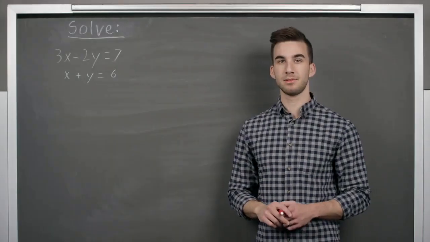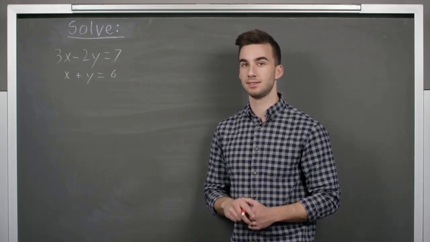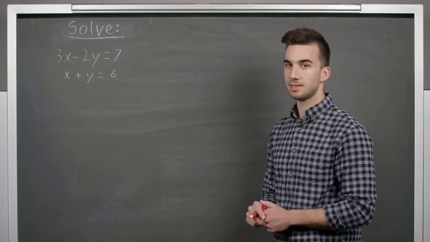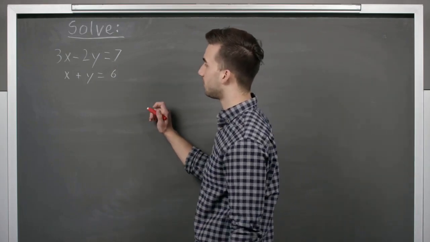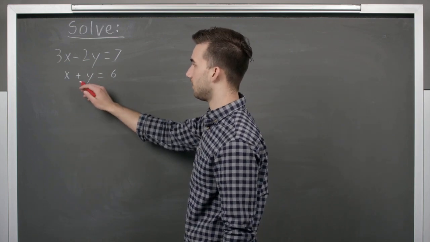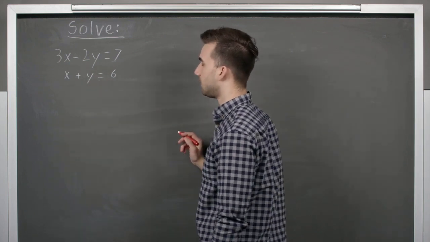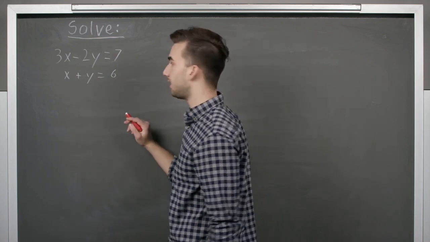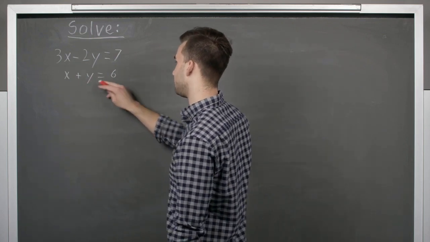In this example, we can solve it using the same exact methods. So let's decide which equation we want to start with to get one of the variables by themselves. Let's do y this time so we can solve for y in terms of x.